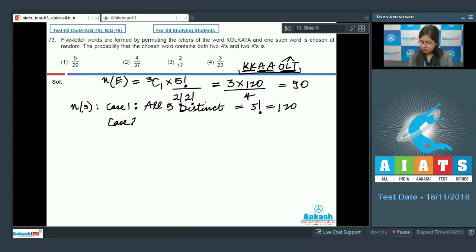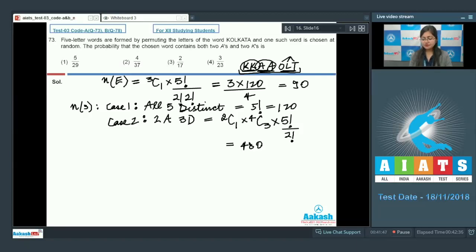Now, in case 2, I take 2 alike and 3 distinct, right? 2 alike can be taken in 2C1 ways, as I have selected any one pair out of KK or AA. Now, we are left with 4 letters, and from these 4 we have to select any 3. So it will be 4C3 into 5 factorial upon 2 factorial, which is equal to 4 into 5 factorial. That is 120 into 4, which is equal to 480.